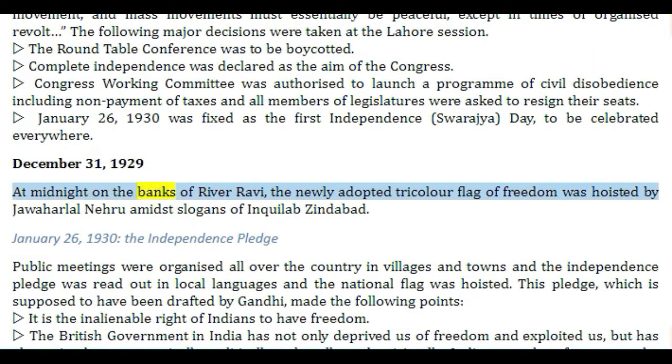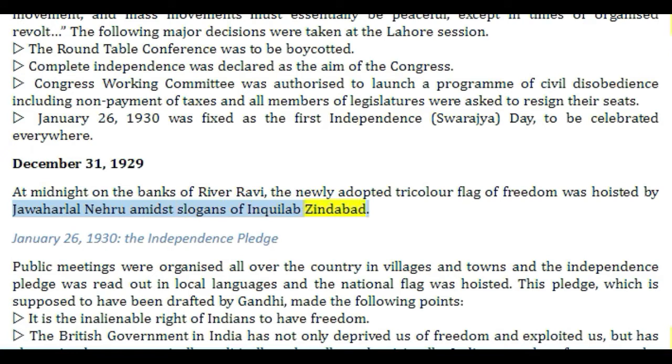At midnight on the banks of River Ravi, the newly adopted tricolour flag of freedom was hoisted by Jawaharlal Nehru amidst slogans of Inquilab Zindabad. Public meetings were organized all over the country in villages and towns, and the independence pledge was read out in local languages, and the national flag was hoisted.